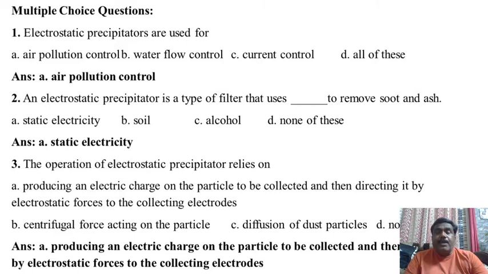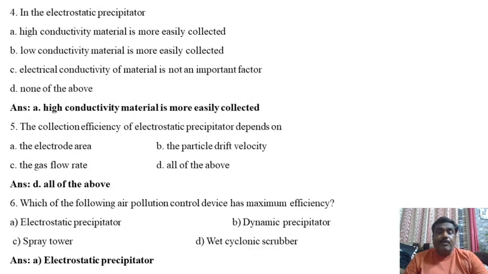Third one is, the operation of electrostatic precipitator relies on: first option A is producing an electric charge on the particle to be collected and then directing it by electrostatic forces to the collecting electrode. Second one is centrifugal force acting on the particle. Third one is diffusion of dust particles. D is none of these. The answer is A, producing an electric charge on the particle to be collected and then directing it by electrostatic forces to the collecting electrodes.